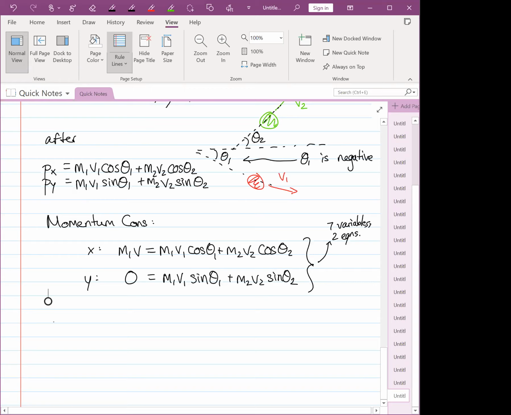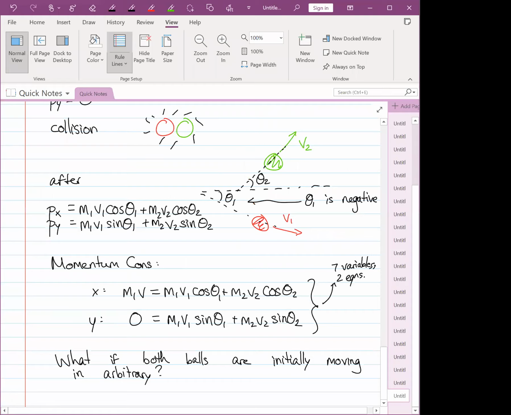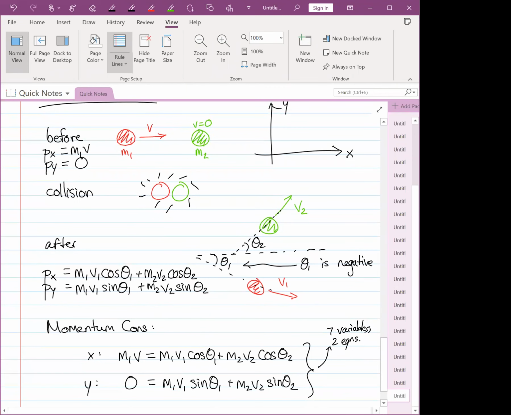and abstract a little bit. So what happens? Here we need five more pieces of data to solve any sort of problem. So what if both balls are initially moving in arbitrary directions? So one of them is not just moving in the x direction, and the other one is not stationary. Well, we can actually translate an arbitrary collision, 2 things coming in at some angle, whatever velocities, into this problem above, where we just have one ball moving in the x direction and the other one being stationary.